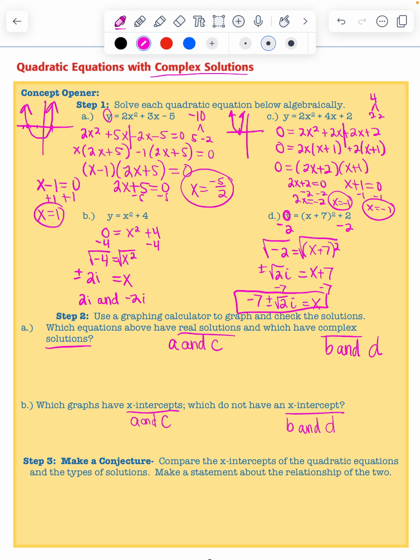But the ones that did not, B and D, when you don't have x-intercepts, that's when you have those complex solutions. And then what it wants us to do is make a conjecture, compare the x-intercepts of the quadratic equations and the types of solutions. Basically, if they have x-intercepts, then that means it's going to be a real answer. It crosses the x-axis. But if they don't have x-intercepts, you're going to get a complex answer in the imaginary world.